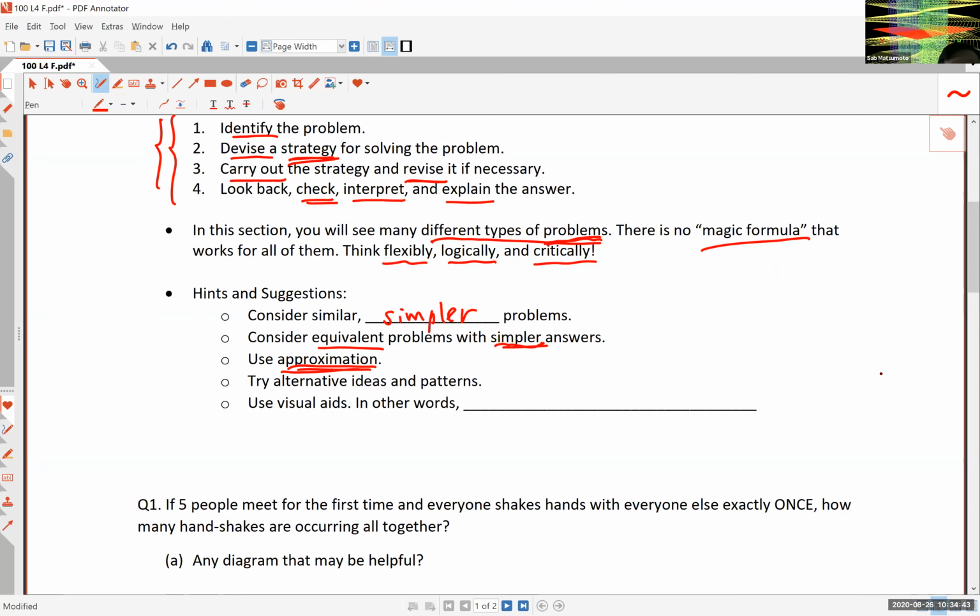But if they charge you, look, it's going to be $300, you say, you know what, something's wrong, right? So often a good approximation is good enough. Not knowing the exact answer is okay. Try alternative ideas and patterns. This is where mathematics becomes a clever sort of thing.